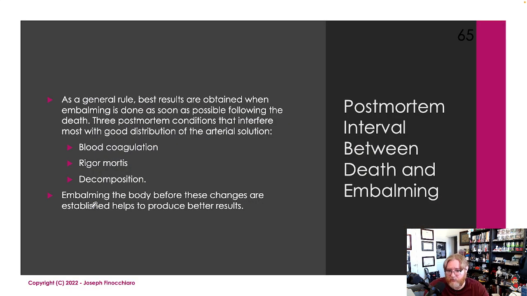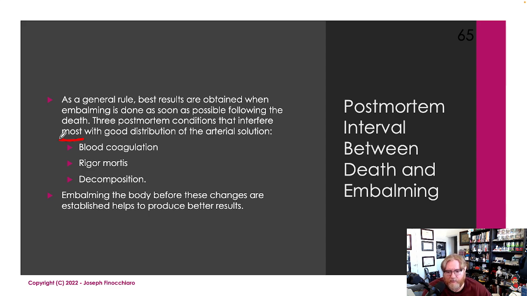As a general rule, best results are obtained when embalming is done as soon as possible following the death. The 3 postmortem conditions that interfere most with good distribution of the arterial solution are blood coagulation, rigor mortis, and decomposition. Embalming the body before these changes are established helps to produce better results.